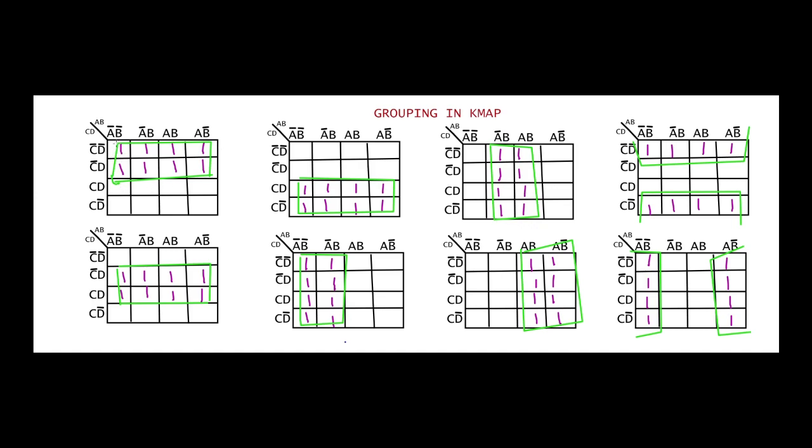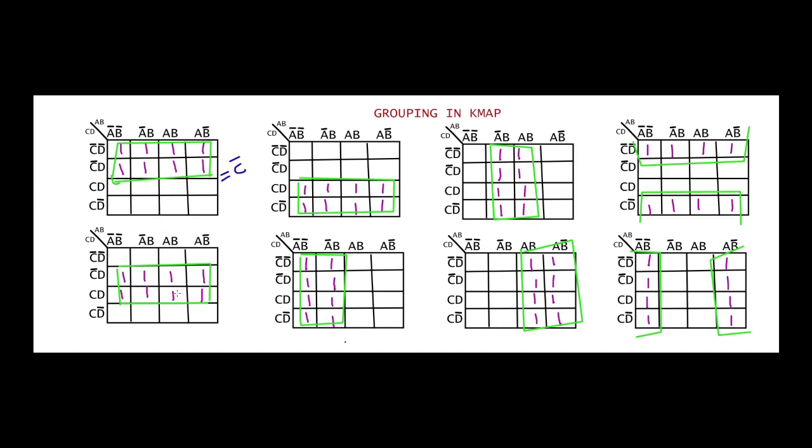The solution for this group, for these complete 8 ones, is to check for the common terms. Here for these 8 ones, nothing is common from the variables A and B. Coming to C and D, you have C bar common for this row and C bar common for this row, whereas you have D and D bar, so only C bar is common. So for this, the solution will be C bar.